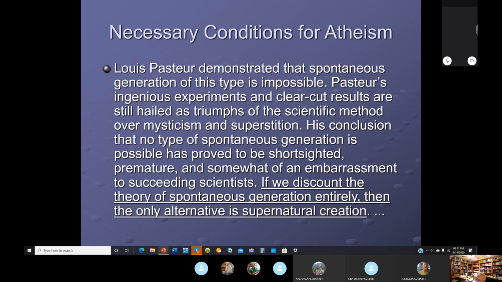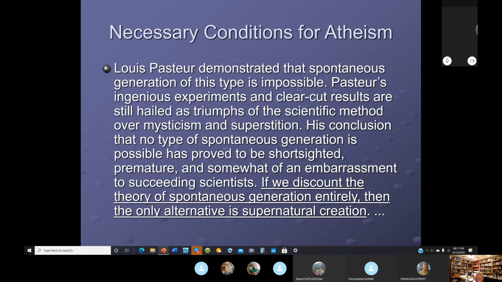In other words, what he proved doesn't fit what we want to have. We want to have spontaneous generation. Premature and somewhat of an embarrassment to the succeeding scientists. We're embarrassed because we want to have spontaneous generation. We want to have it sometimes, but not most of the time.